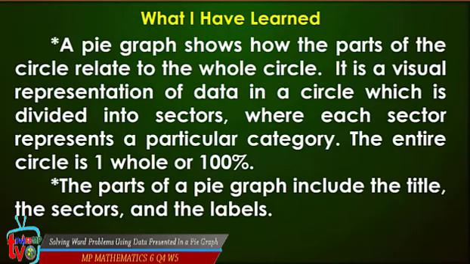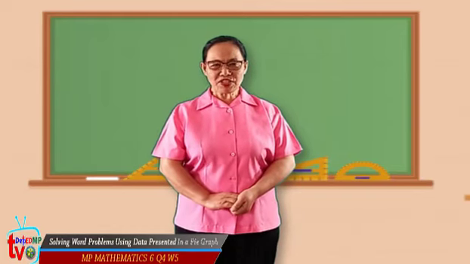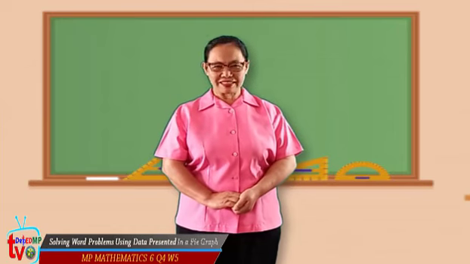A pie graph shows how the parts of the circle relate to the whole circle. It is a visual representation of data in a circle, which is divided into sectors, where each sector represents a particular category. The entire circle is one whole, or 100%. The parts of a pie graph include the title, the sectors, and the labels. In the next activity, we're going to apply the lessons that you have learned.